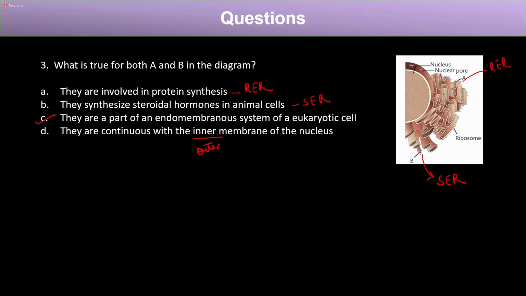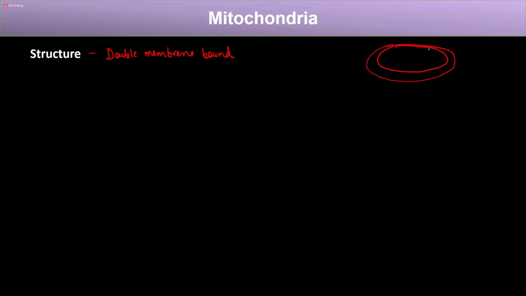Now, after studying the endomembrane system, next we will move to another organelle that is present in most eukaryotic cells, and it is known as mitochondria. First, let's discuss the structure of a mitochondria. Mitochondria is a double membrane bound structure. It will look something like this. It will have a double membrane with certain modifications that we will see.